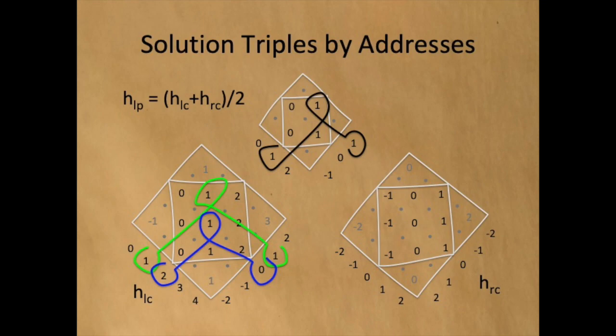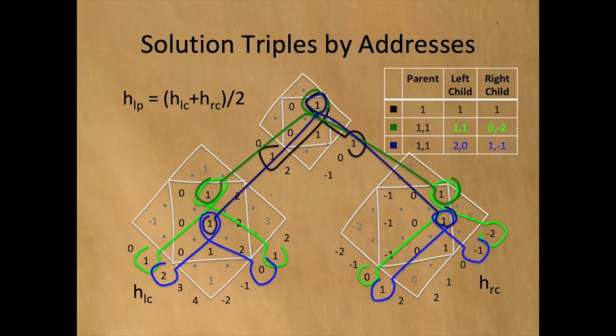The addresses are the true points of flexibility. In the parent node, saying that 1 and 1 can create 1 is ambiguous because it doesn't tell us which combinations of the child values that create 1 are valid. This is shown in black. The parent value of 1, 1 in green is a combination of a 1, 1 on the left child and a 0, -2 on the right child. And the 1, 1 in blue is a combination of the 2, 0 on the left child and the 1, -1 on the right child.